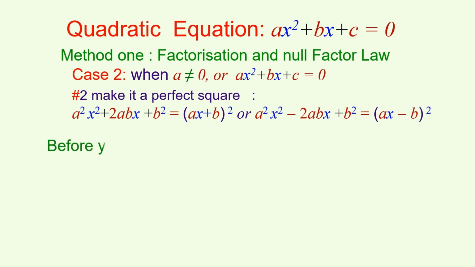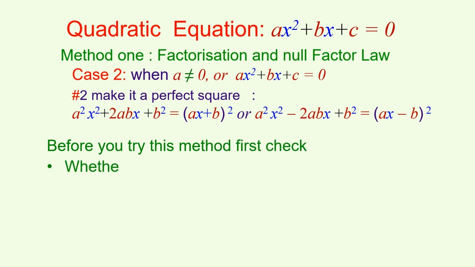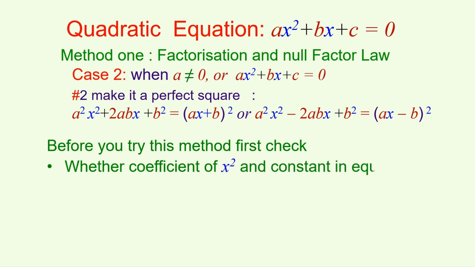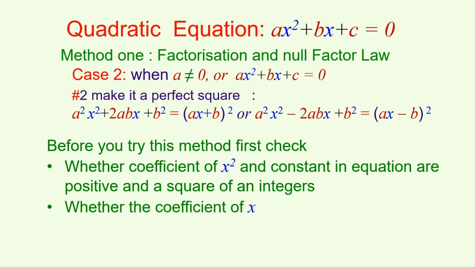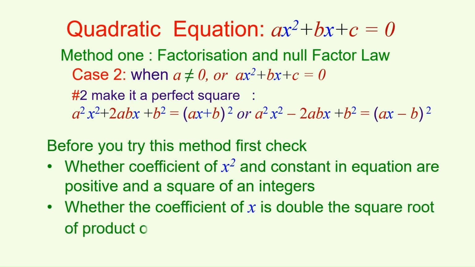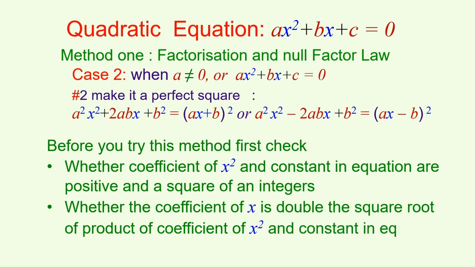Second case, when a is not equal to 0. Number 2. Make it a perfect square. a squared x squared plus 2abx plus b squared equals (ax plus b) whole squared, or a squared x squared minus 2abx plus b squared equals (ax minus b) whole squared. Before you try this method, first check whether the coefficient of x squared and the constant in the equation are positive and squares of integers, and whether the coefficient of x is double the square root of the product of the coefficient of x squared and the constant in the equation.